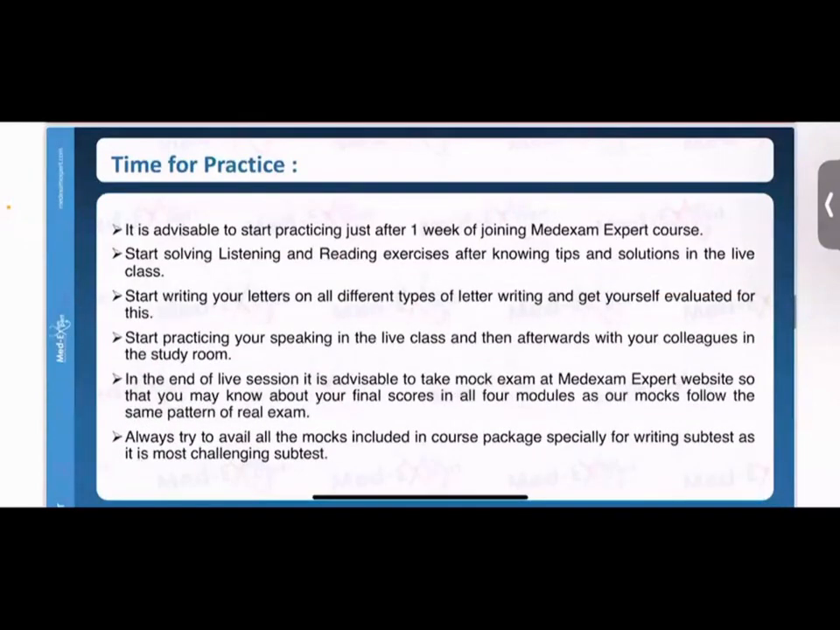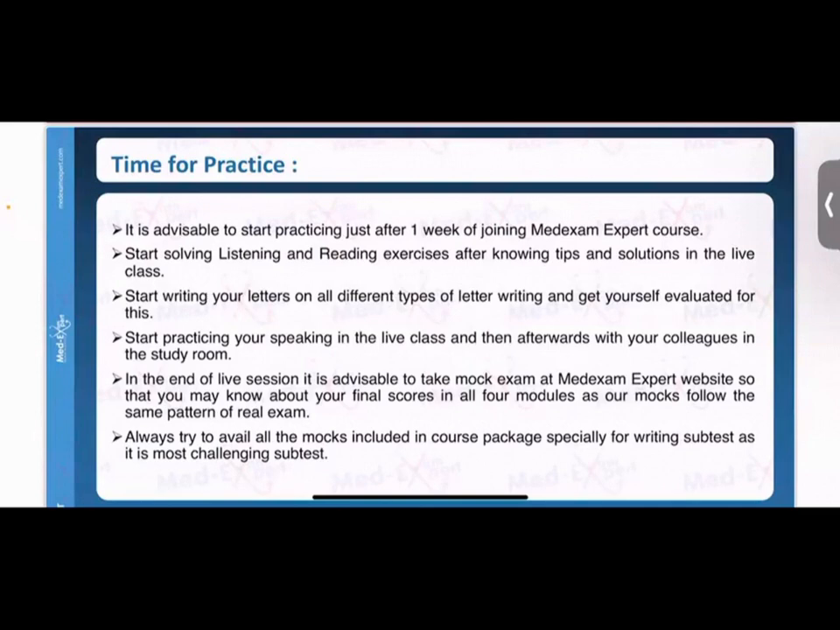Now let's discuss time for practice. It is advisable to start practicing just after 1 week of joining the course which Med Exam Expert is offering. I think this is an ideal scenario. Whenever you join our course, right after 1 week, you should try practicing all the modules.